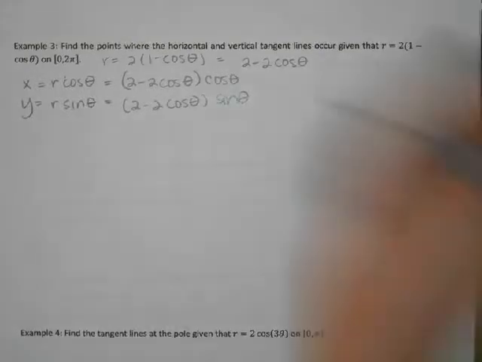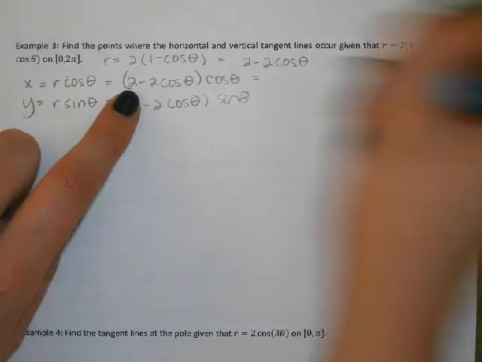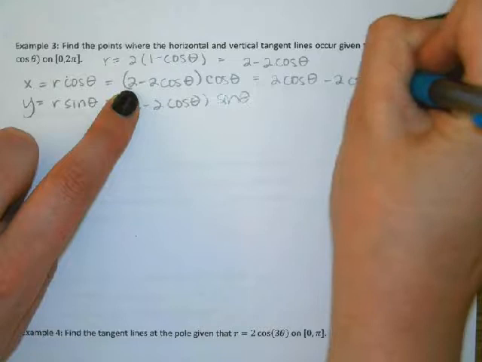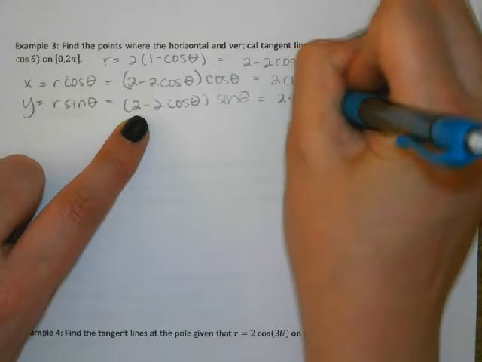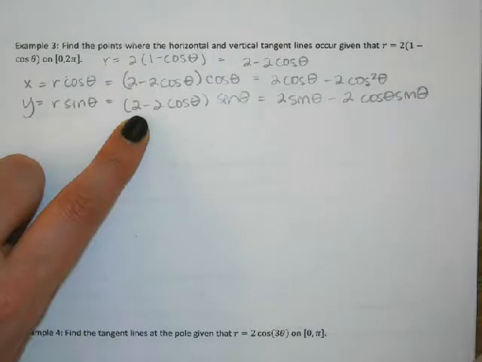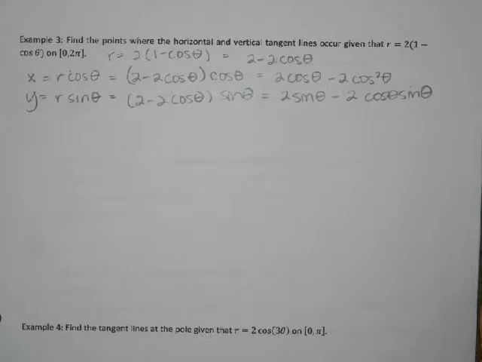So what'd you guys get for x? Two cos minus 2 cos squared. And then what'd you guys get for y? 2 sine theta minus 2 cosine theta sine theta. Okay. That looks good.